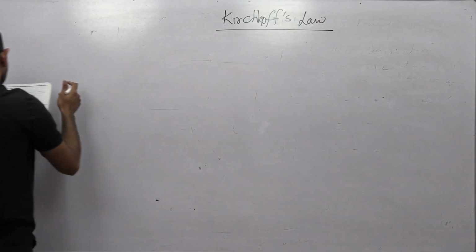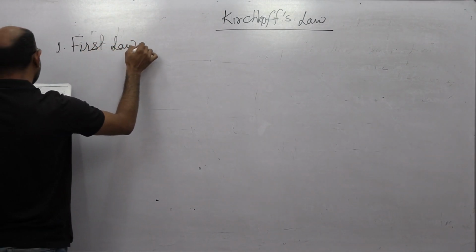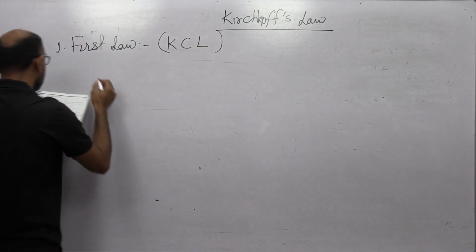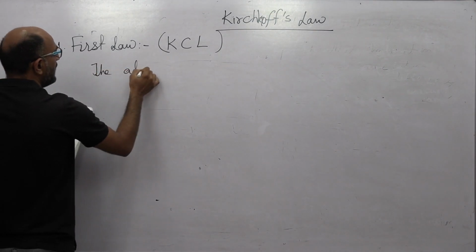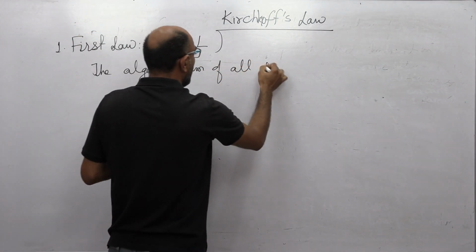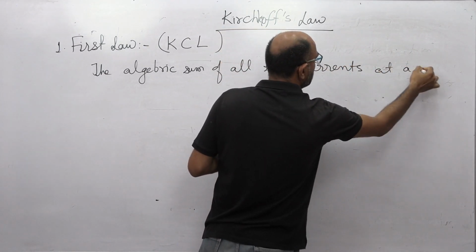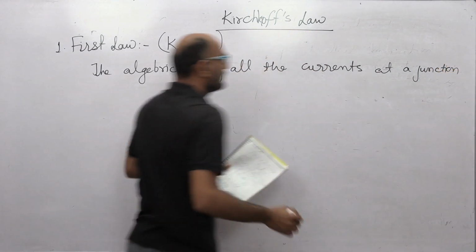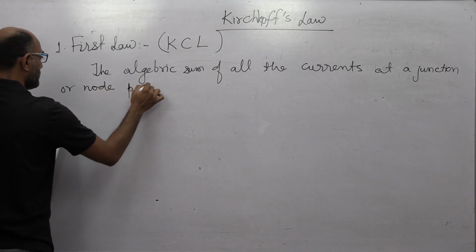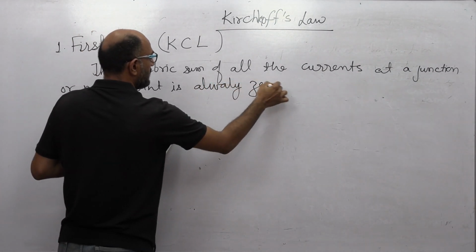Kirchhoff's law. First law, which we call sometimes Kirchhoff current law, KCL. The algebraic sum of all the currents at a junction or node point is always 0.